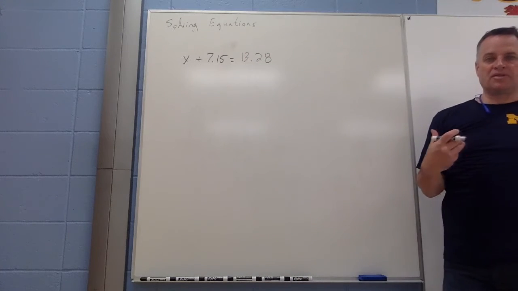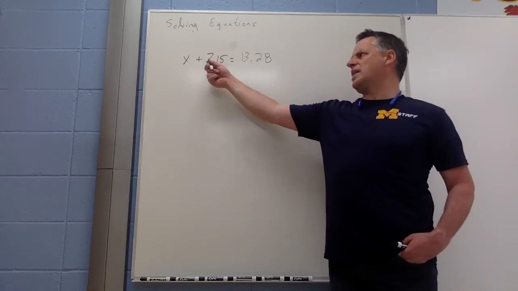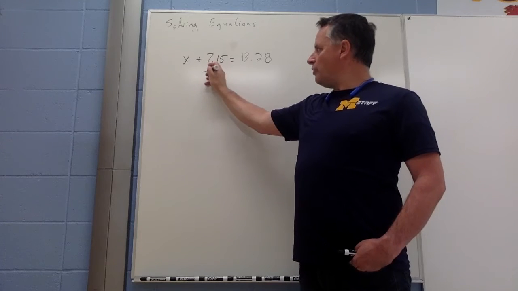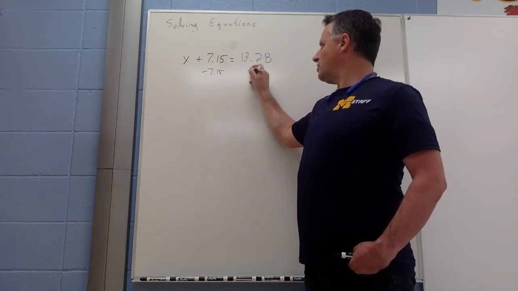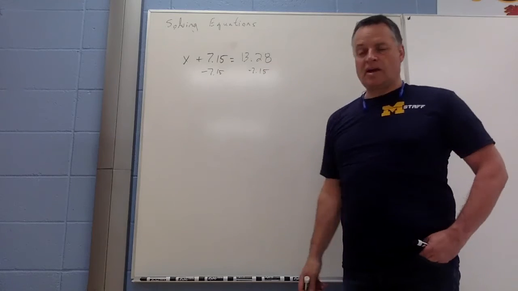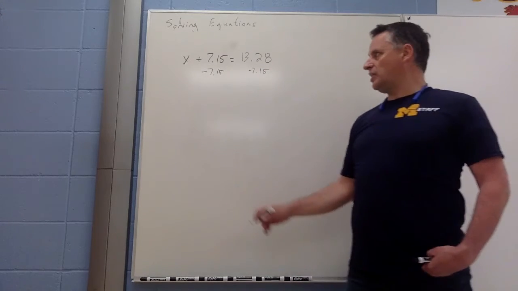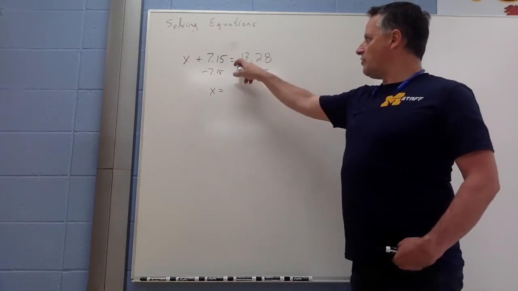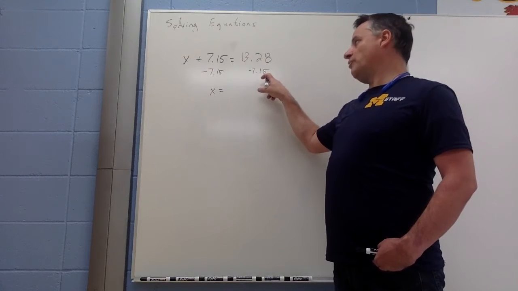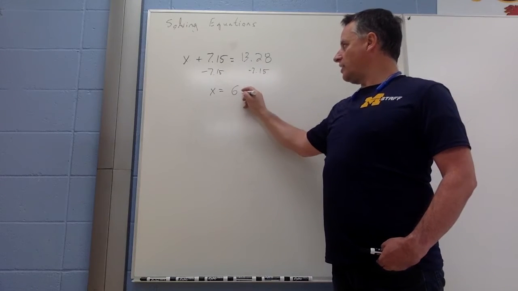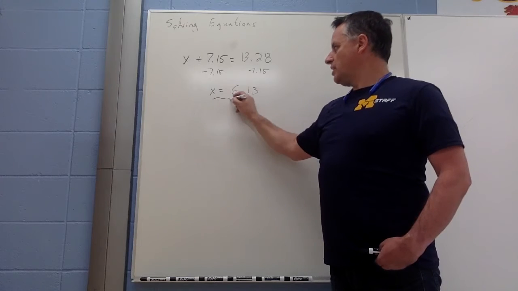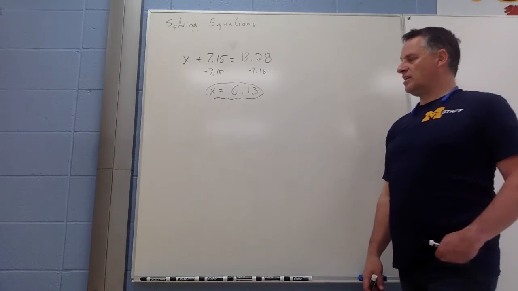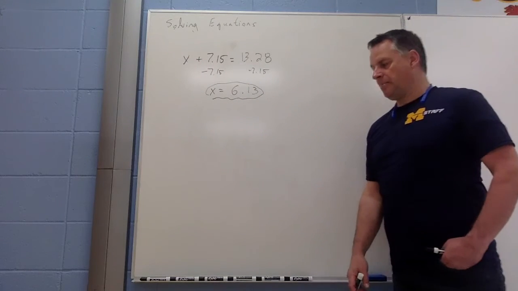Some of you might be able to still just look at that and say, oh, I know what I can add to 7.15 to get 13.28. But if you don't know, what I would suggest is you rearrange the equation by subtracting the 7.15 from both sides. This will make it so we just have x, whereas here, if we go 13.28 subtract 7.15, and take out your calculator, you'll get 6.13, and that's your solution. So sometimes it's easier to rearrange than just to know what x has to be.